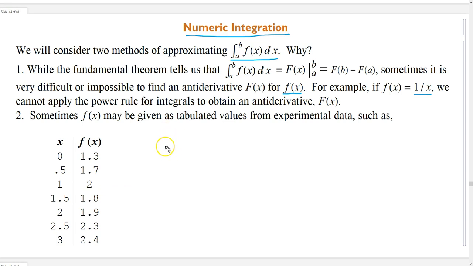So we may still want to evaluate the definite integral, for example, from 0 to 3 of this function, but we don't even really know what the function is. All we know are what the function values are at certain x locations. So in this case, we're also going to have to use numeric integration techniques to evaluate the definite integral. The first method we're going to look at here is what's called the trapezoidal rule.